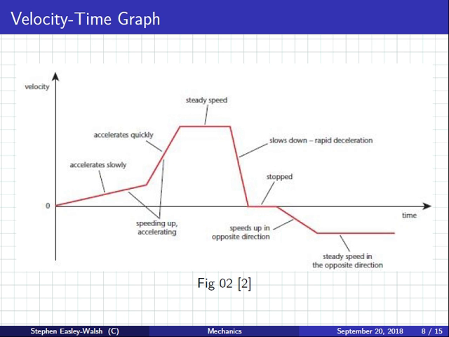So can you see all these words? Accelerates slowly, accelerates quickly, steady speed. Slows down. This is rapid deceleration. And this is acceleration, because it's going down. Stopped. Speed up in opposite direction. And then steady speed in opposite direction. I need you to copy this with all the words, please.